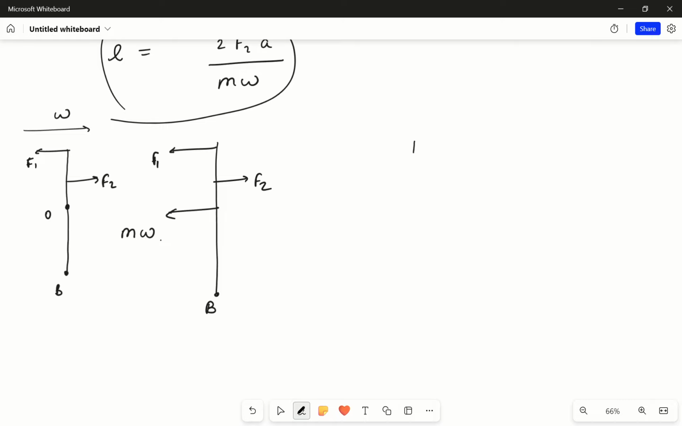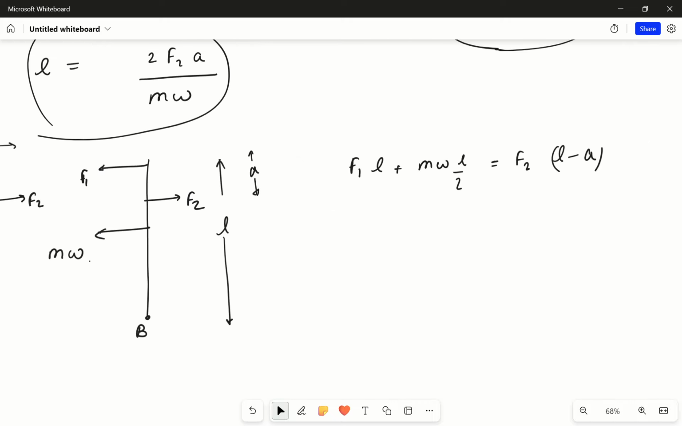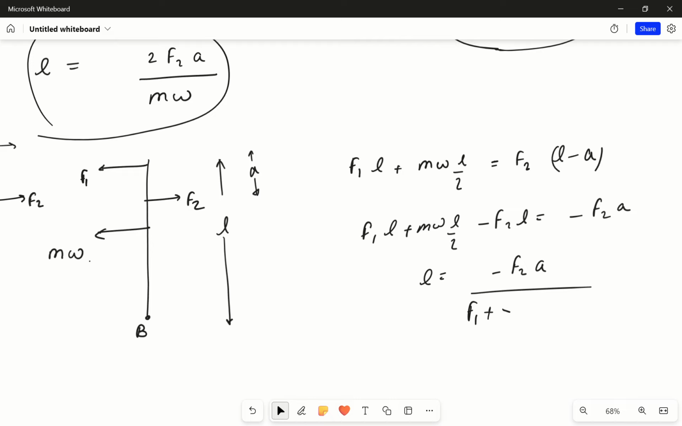As you can see, the equation is F1 into L, as this is L, plus mW into L by 2, equal to F2 into (L minus A), because this is A. From here we can write the value of L. Taking everything toward the LHS, F1 L plus mW L by 2 minus F2 L equals minus F2 A. So L equals minus F2 A upon (F1 plus mW by 2 minus F2), right?